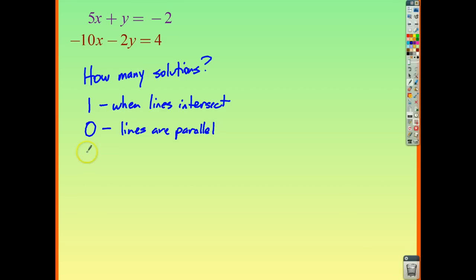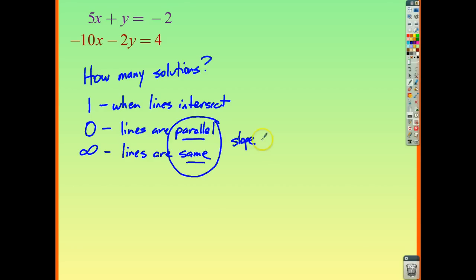And then we know that there's going to be an infinite amount of solutions when the lines are the same. So if we can check whether the lines are parallel or whether they're the same, and neither one is true, then by process of elimination, it has to be one solution.